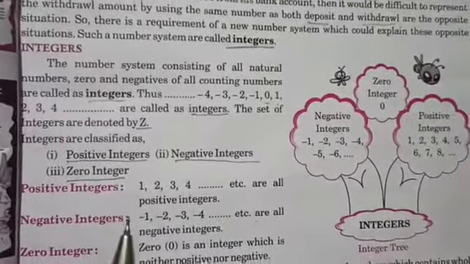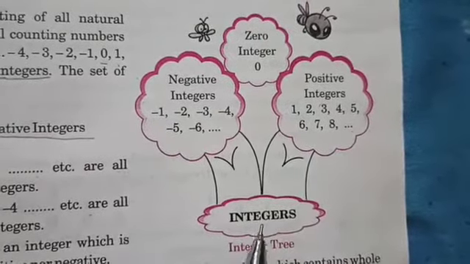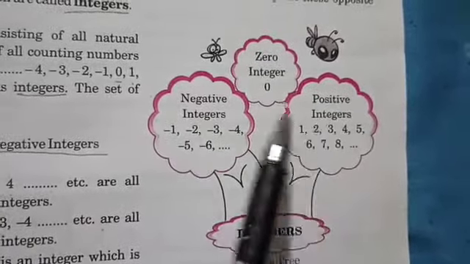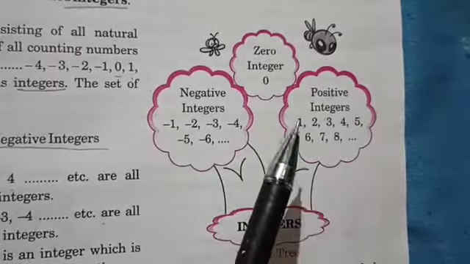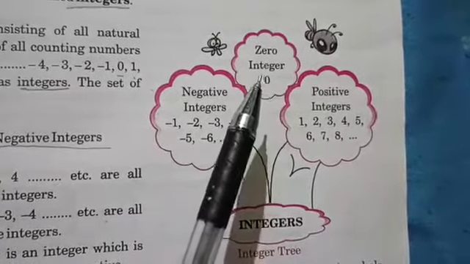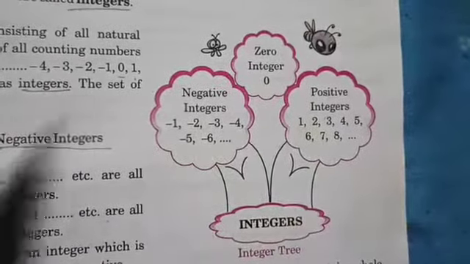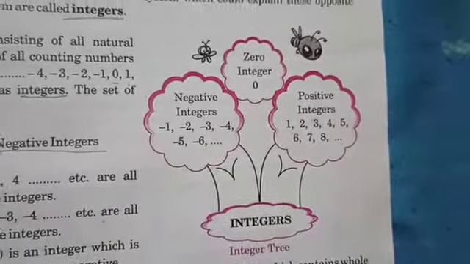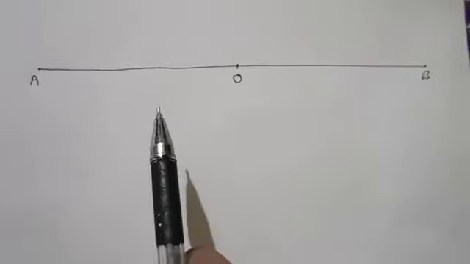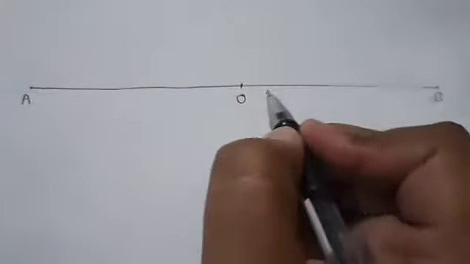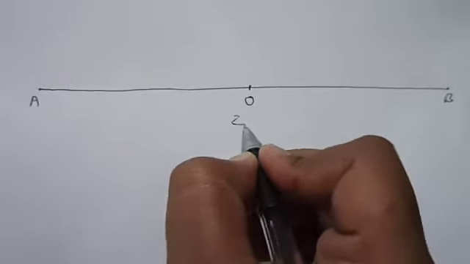Now we are going to learn about integers. Here is the integer tree that is showing the integers can be positive, negative or 0. The whole numbers, the natural numbers, and 0 is also an integer. So all the whole numbers in positive and negative. We can better understand with this number line. This is a number line, that is AB. Here is 0. This is the 0 integer.